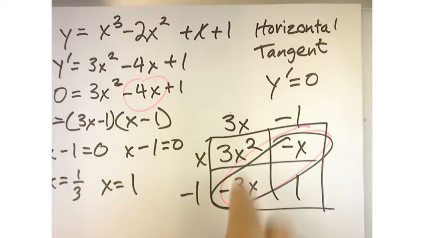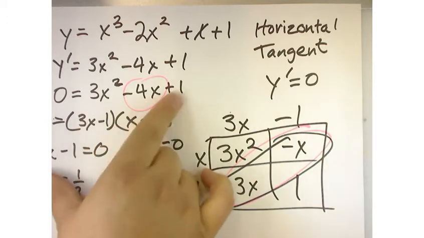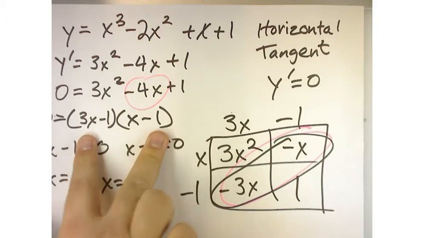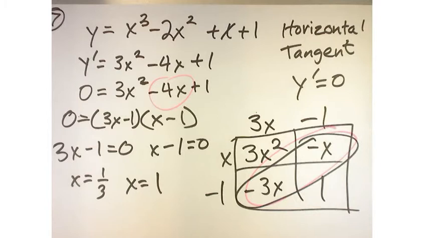Turns out that 3x minus 1 times x minus 1 does in fact equal 3x squared minus 4x plus 1. So these are my two factors of that quadratic. Set both factors equal to 0, solve for x, and those are the zeros of the derivative function, y prime. And so y prime is equal to 0 when x equals 1/3 and x equals 1. Does that make sense to you guys? Yes, sir. Okay, let me stop recording.